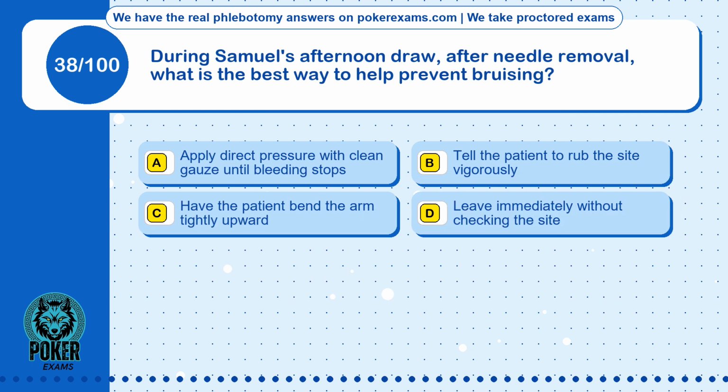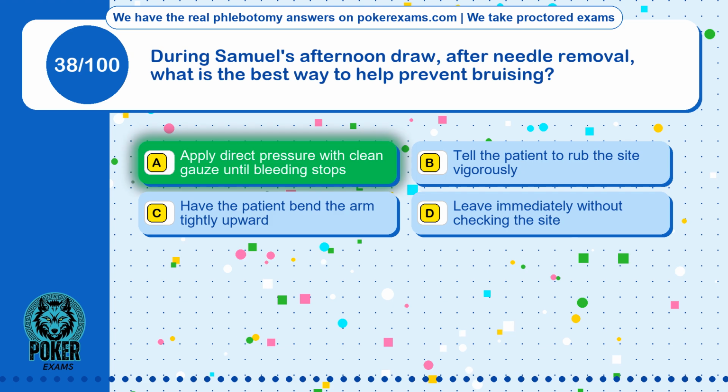Question 38. During Samuel's afternoon draw, after needle removal, what is the best way to help prevent bruising? Option A. Apply direct pressure with clean gauze until bleeding stops. Option B. Tell the patient to rub the site vigorously. Option C. Have the patient bend the arm tightly upward. Option D. Leave immediately without checking the site.